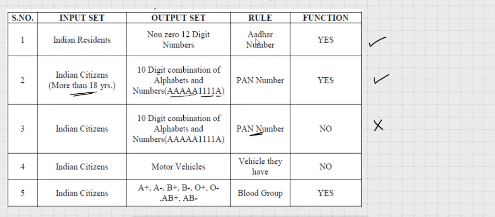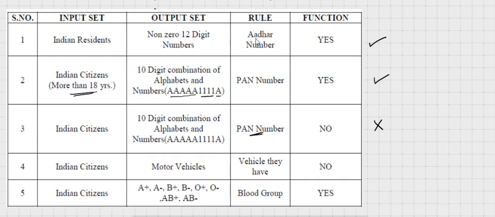Again, I am taking the input set as Indian citizens, the output set as motor vehicles. Motor vehicles means you can take even TVS scooty, Honda bike, car, lorry or anything. I am defining the rule as what is the vehicle they are having, that is, they bought or they are owning, right? Like that. Can you say this is a function?